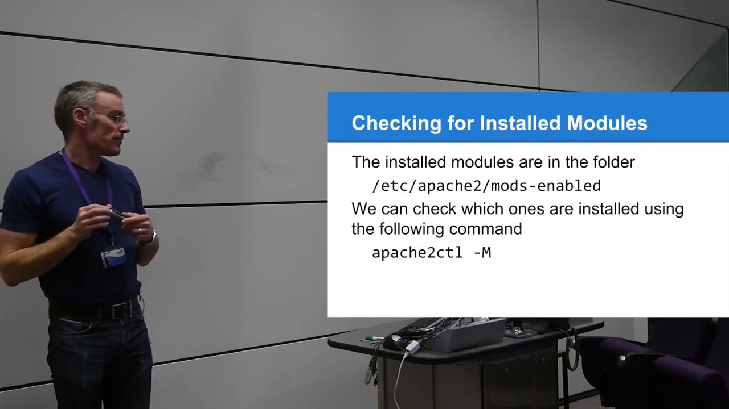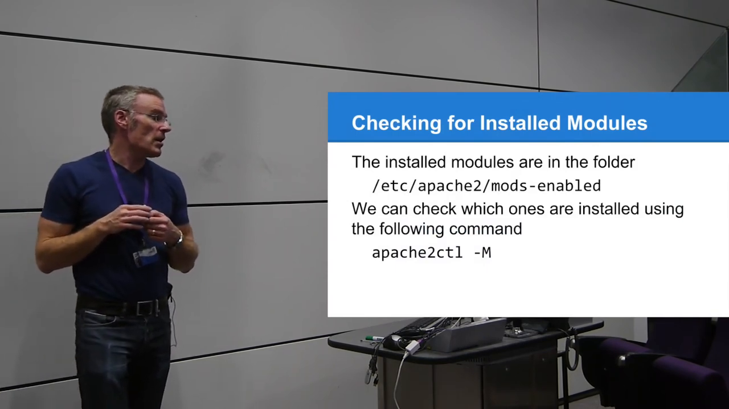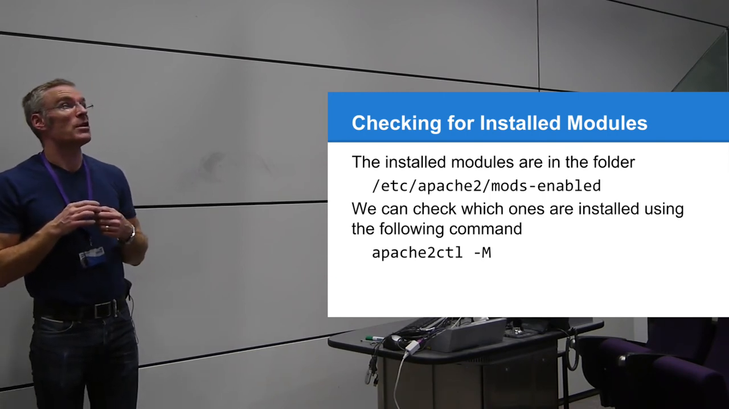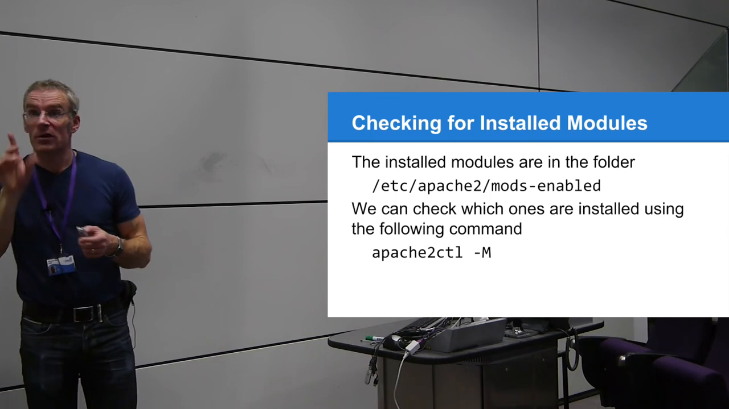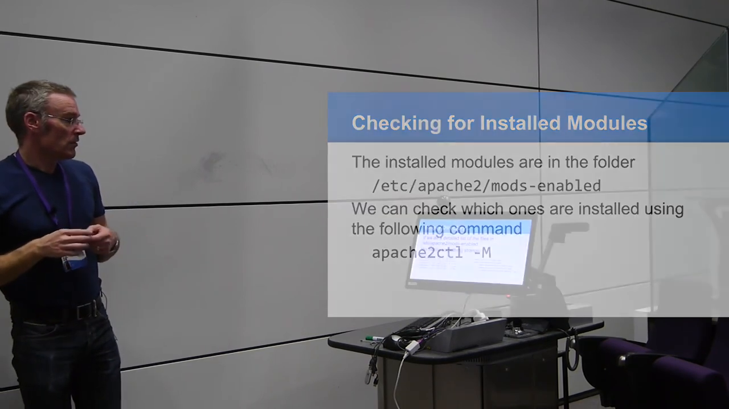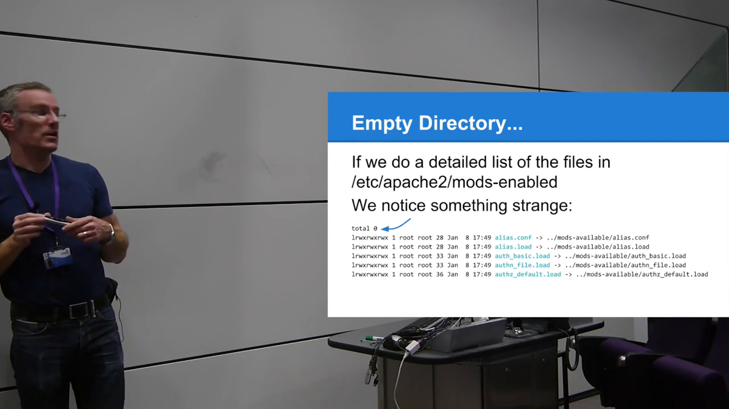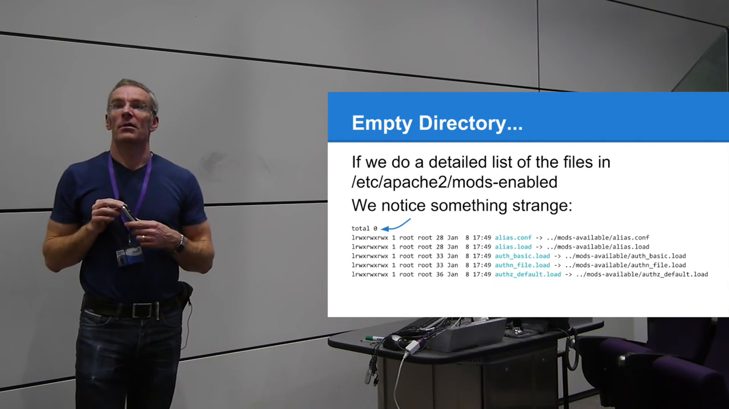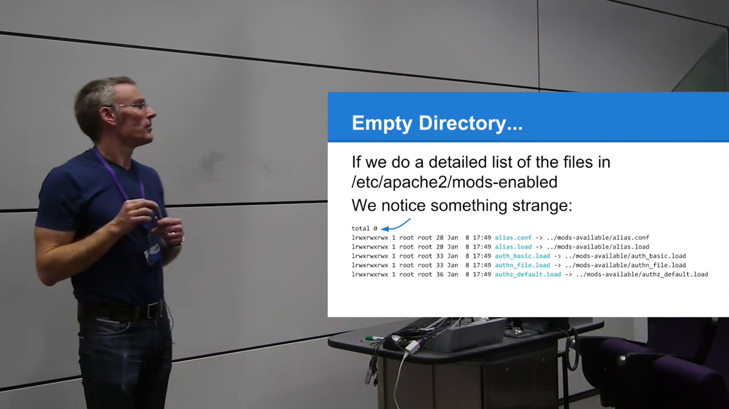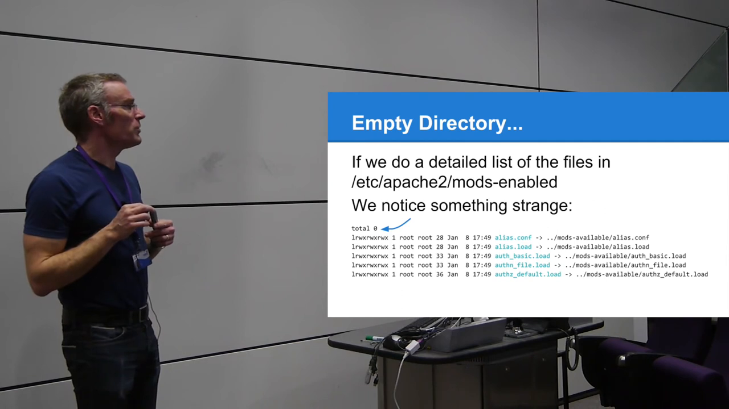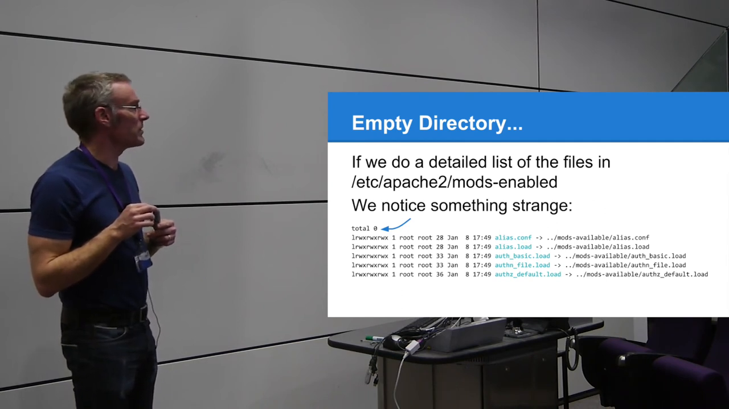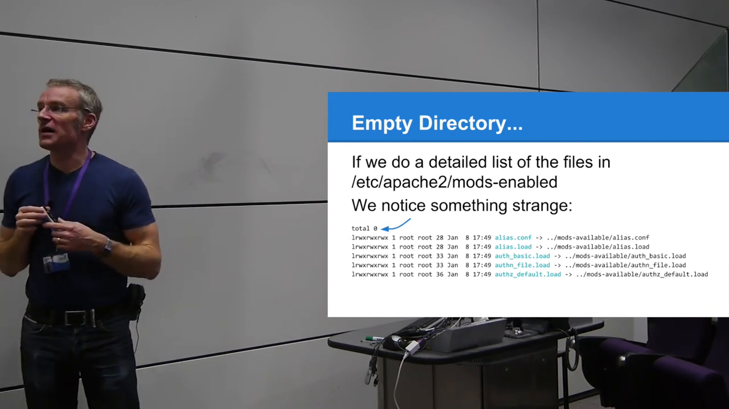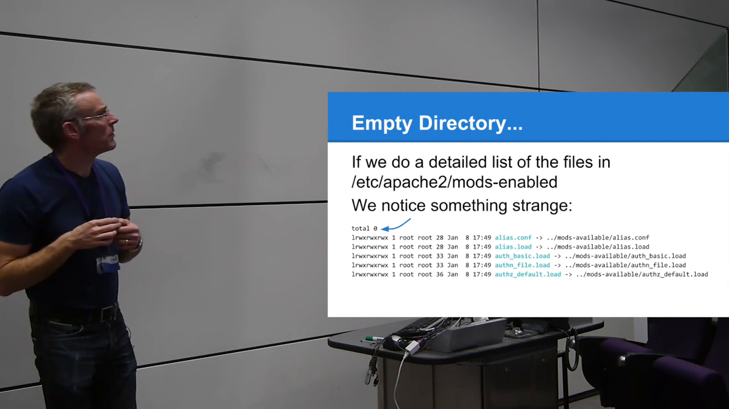So if I go in there, I can either search the mods-enabled folder, or I can type in apachectl with an -M flag for modules, and that will list all the modules I've got installed. That's worth doing. Now, if I go into that folder and I do a list, how many files are there in there? Look at the total. Zero. Whoa, so I've got a folder with no files in, but when I look at it, I can see things, can't I? So there's something not quite right going on here. It says I've got no files at all, but I can see five.